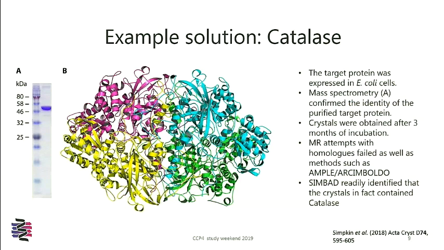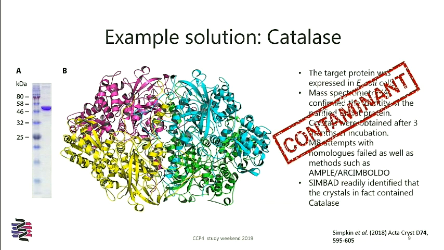This case, this one's a little bit more interesting. So the target protein was expressed in the E. coli cell lines. This time they did a mass spectrometry on their protein, identified that, yes, we have purified the correct protein. Tried with homologs. Yeah, it was a contaminant. Of course it was a contaminant.